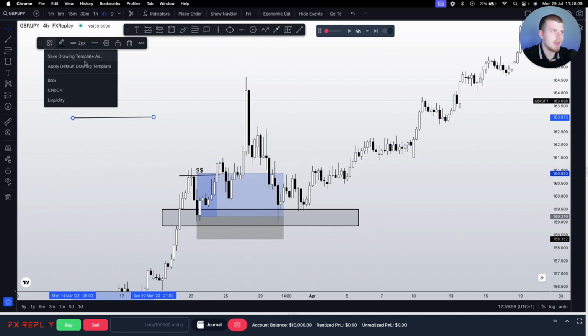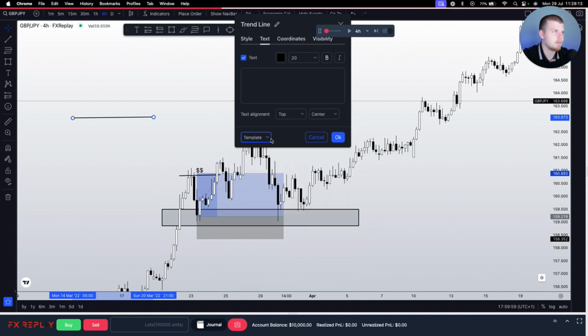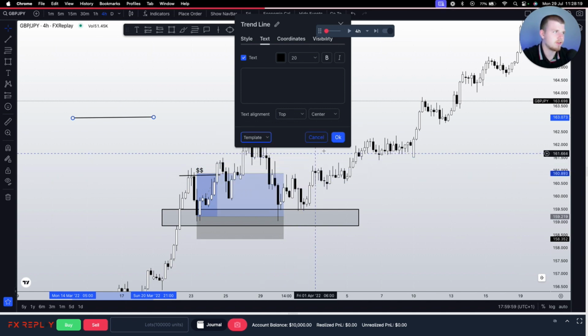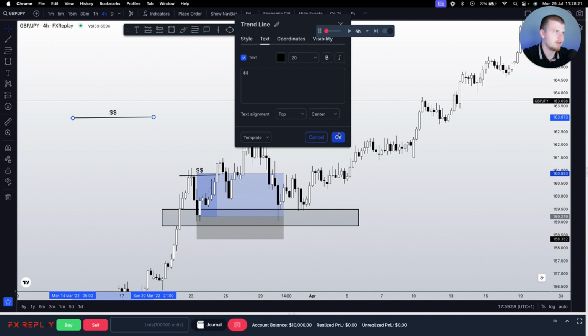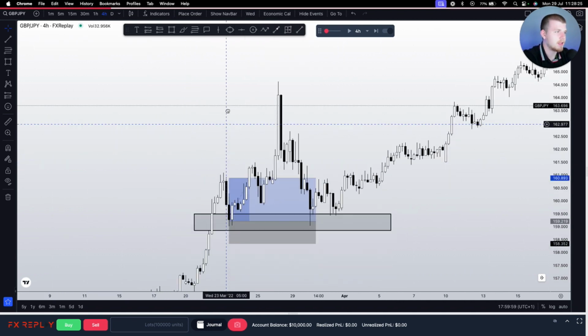You want to go to edit, settings, text, put the $ in, click save as, and then it should say something like liquidity, then save, and then it should appear here. So you click liquidity and then it's there. Simple as that. So now you can actually draw liquidity. But that's what you want to do.